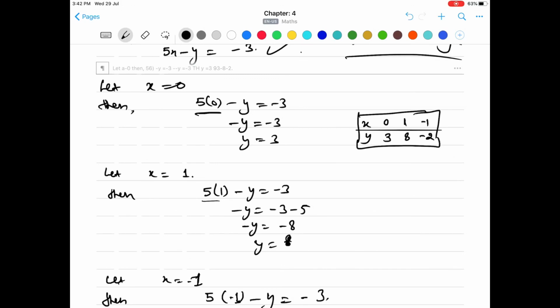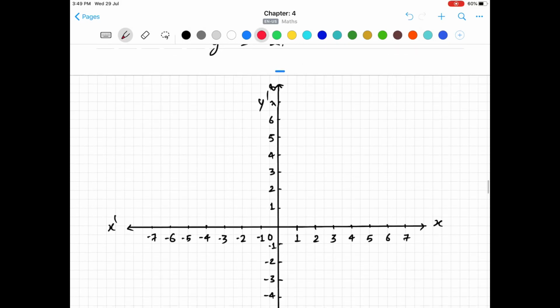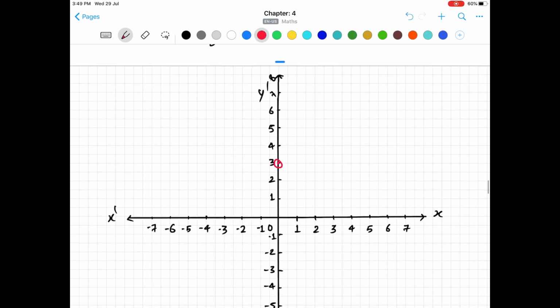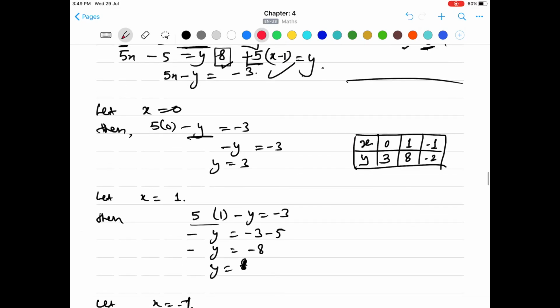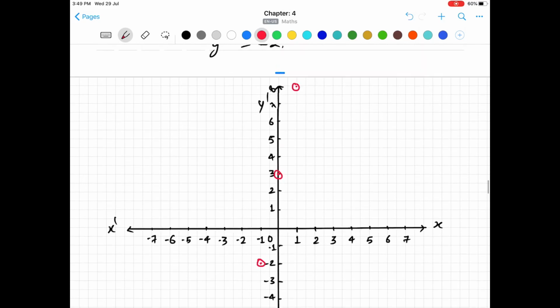So we got the 3 points. Now I plot these points on the graph paper. First point that we have is x0, y3. So we have x0 which will be here, y3 will be on the upper side, that is here. Second point is x1, y8, which will be here. Then we have x minus 1, y minus 2. X minus 1 is here and y minus 2 will be here.